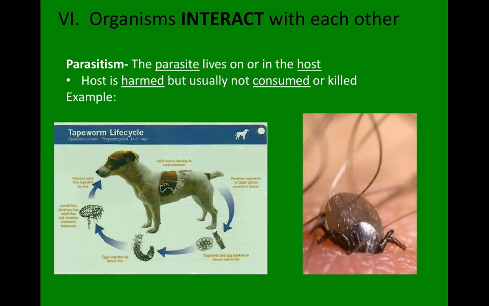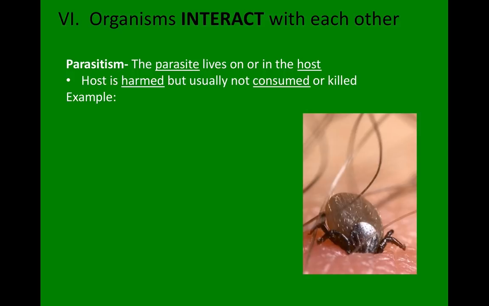A tick on a human is another example. The tick gets a food meal. The human not only gets loss of blood, but can contract a disease that can be transferred through ticks.